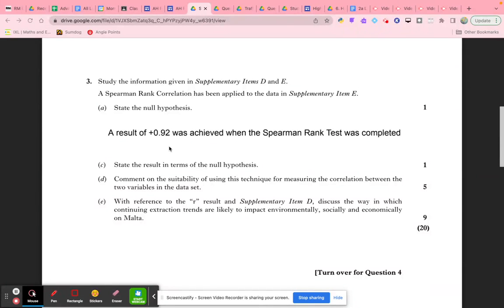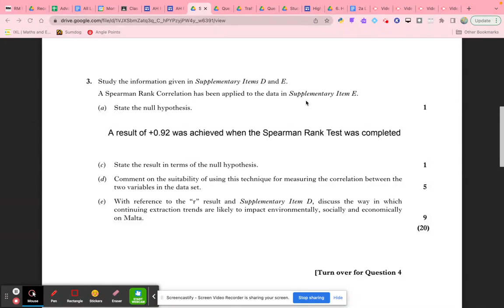So for Spearman Rank, you're more than typically likely to be asked for a null hypothesis as a one-mark question. Spearman Rank is a statistical test that's looking for a relationship or the degree of correlation between two variables. And a null hypothesis is always where you state there is no statistically significant relationship. So the only thing you then need to know is what are the two variables that you're being asked about.